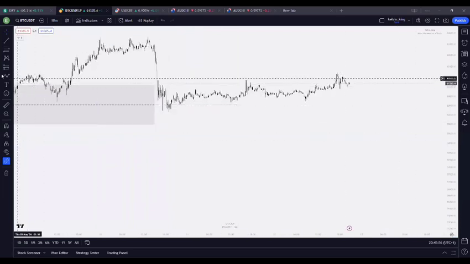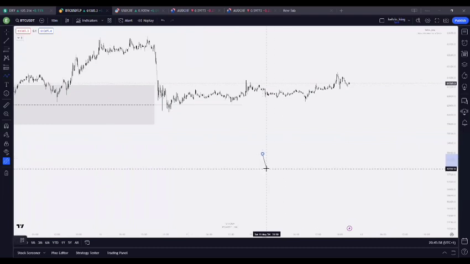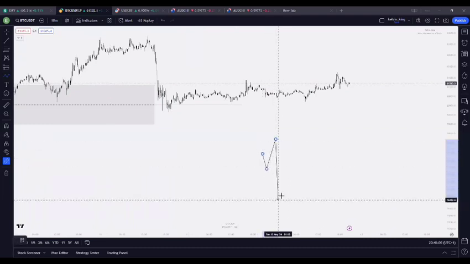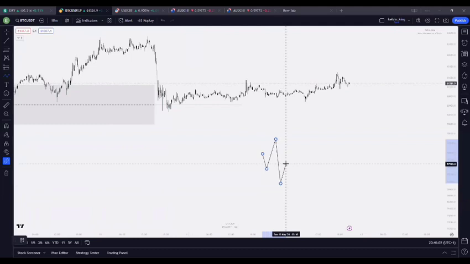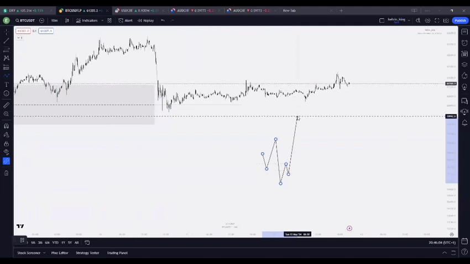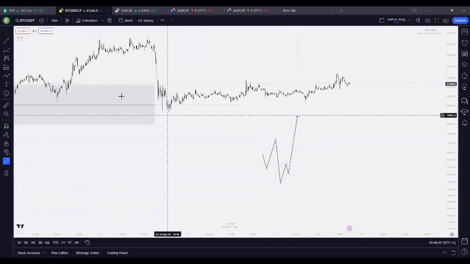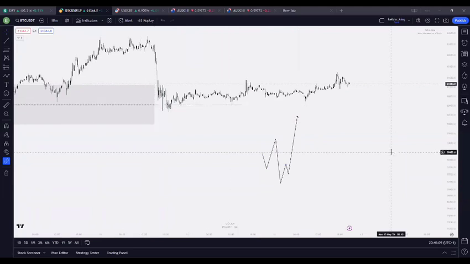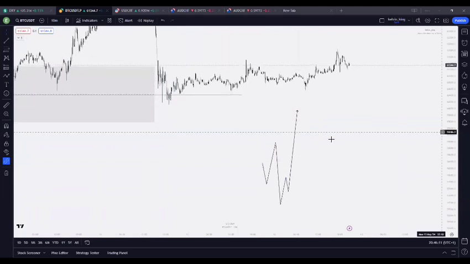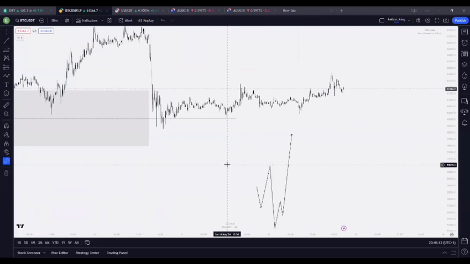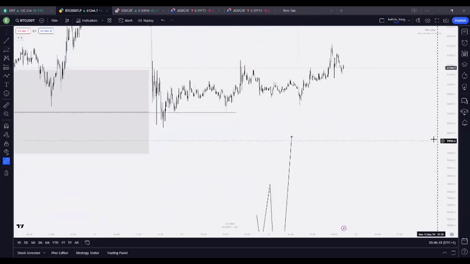Now, what is my setup? Something like this. It's just the very basic thing you know already, but maybe the application is a bit different. So when price fills 50% of this zone, then I come out and look for it. Now, did I spot it? Yes. Let me show you.